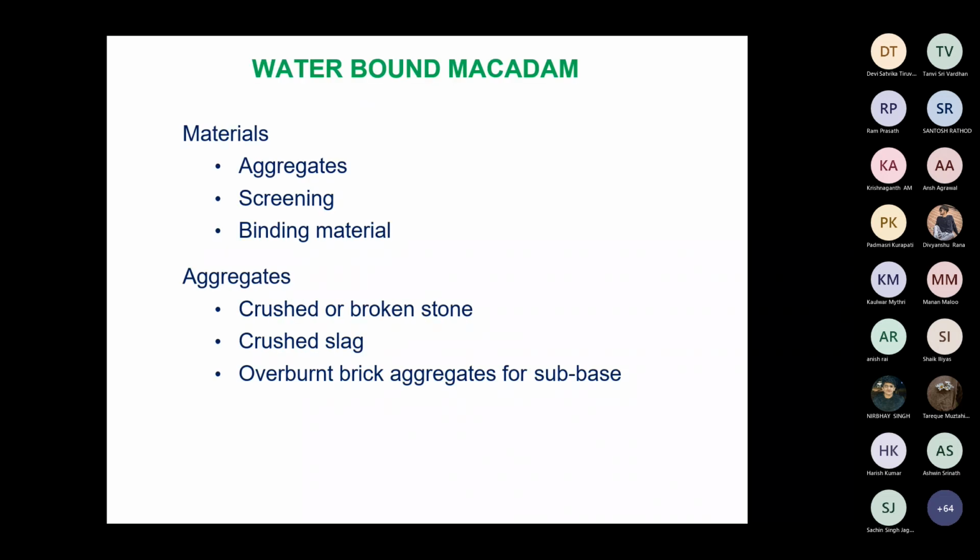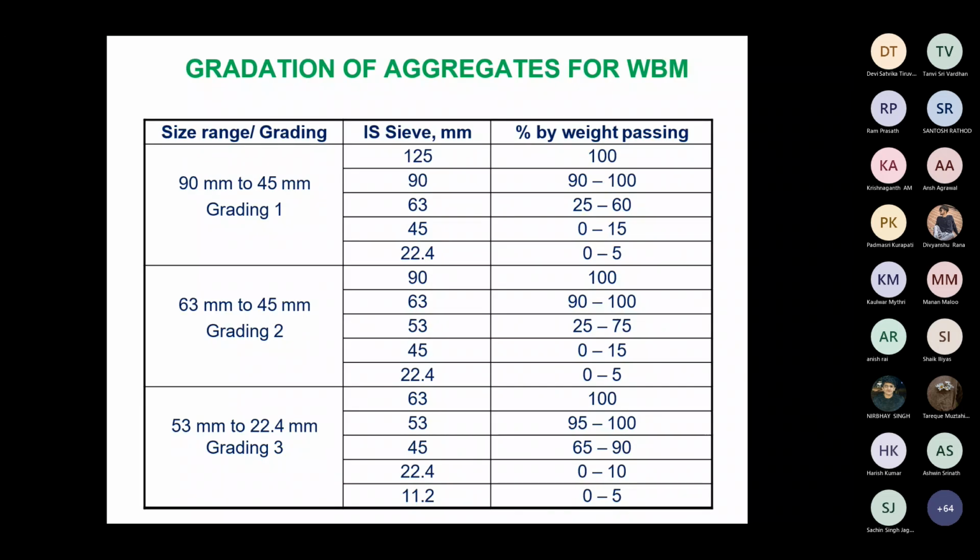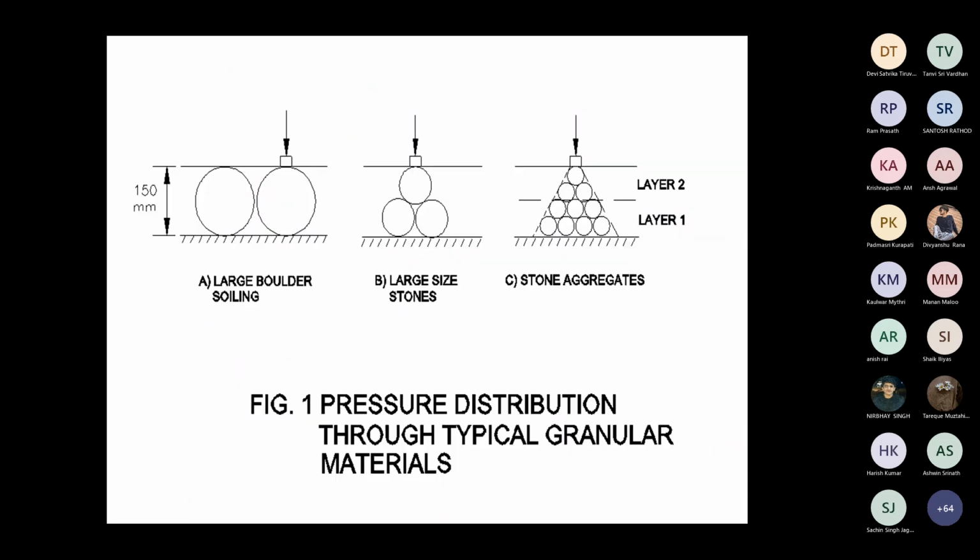For water-bound macadam, the materials are aggregates, screening material and binding material. For aggregates, crushed or broken stone can be used, or crushed slag or overburnt brick or subbase. For water-bound macadam, there are grading 1, 2 and 3, and aspects to be considered such as grading of aggregates, strength of the aggregates, shape of the aggregates, water absorption, and screening material. So you have to check the strength, shape properties, grading, etc. And this is the WBM grading table.